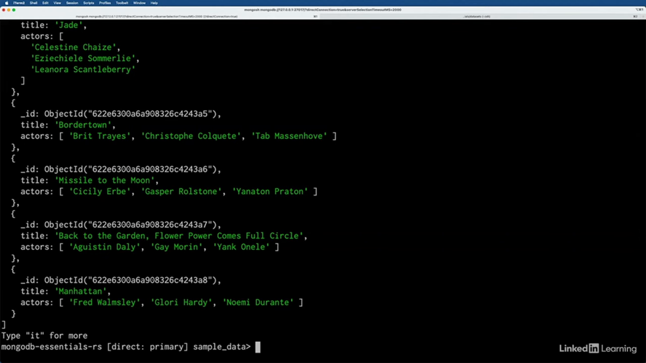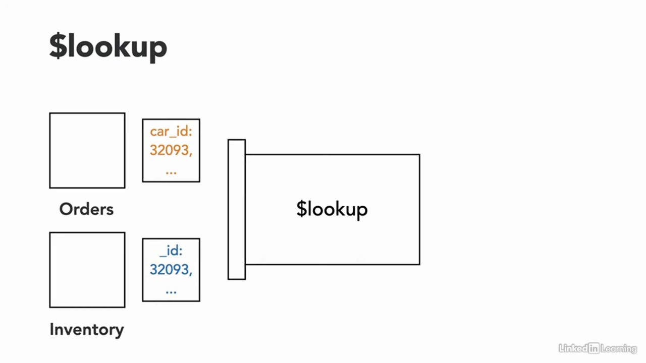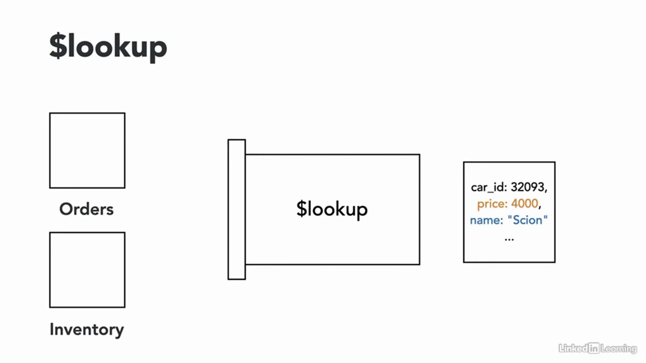The $lookup stage allows you to perform joins, that is, to pull in data from another collection based on a matching field. In this example, we have an order document, which contains a car ID and some other order information. And we have an inventory document, which contains the same car ID and information about the car. The $lookup command allows you to merge information from both documents by matching the car ID field. Of course, this would not only happen for one order document, but for all orders.